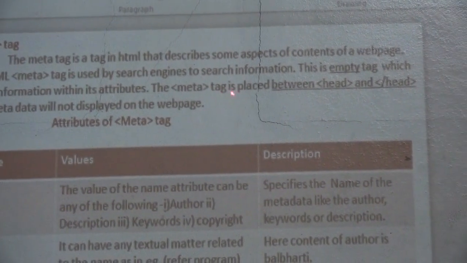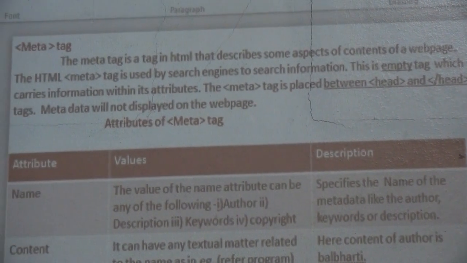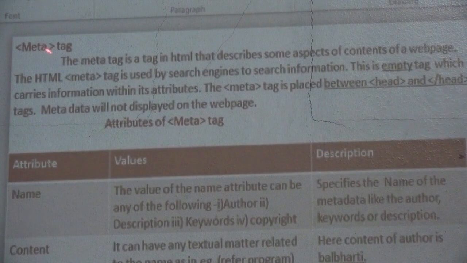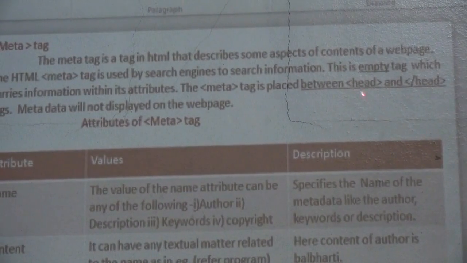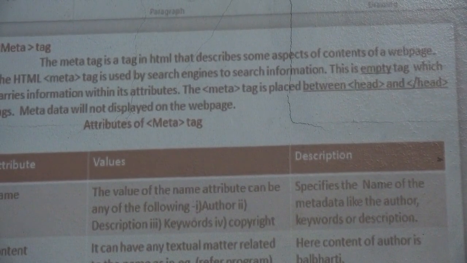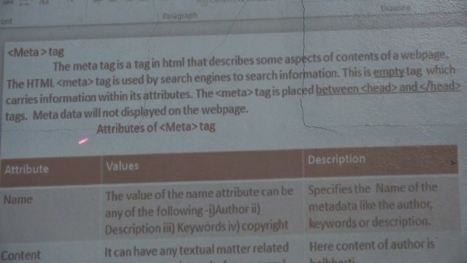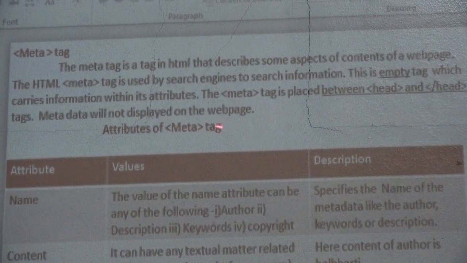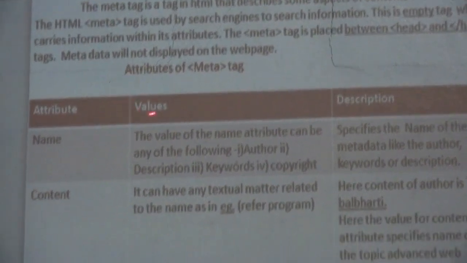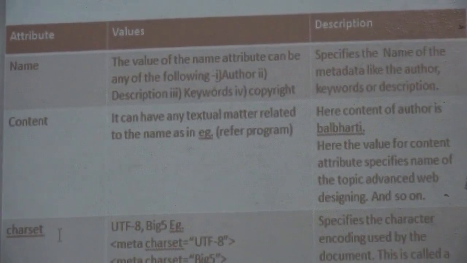The meta tag is placed between the head and /head tags. You have to remember that this meta tag is included in between the head and /head tags. Metadata will not be displayed on the web page. Attributes of the meta tag: attribute, values and description. We have these 3 columns for this type of metadata tag.